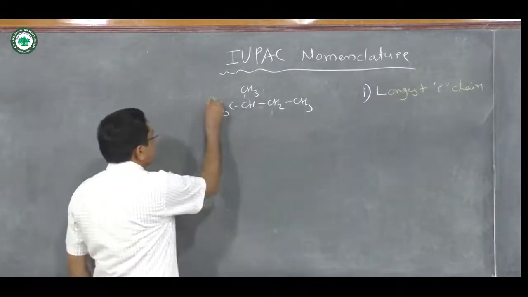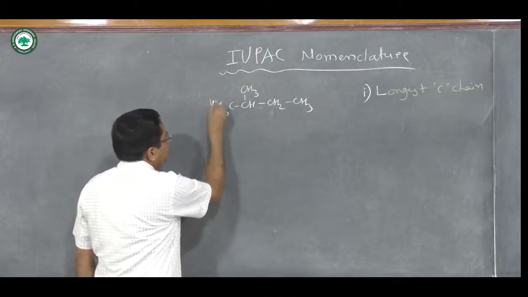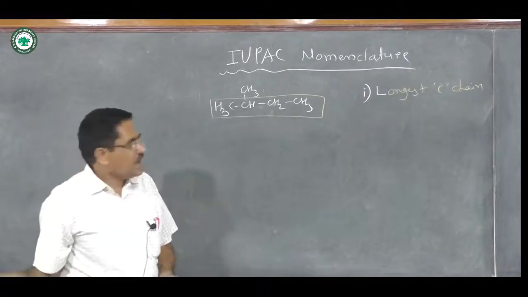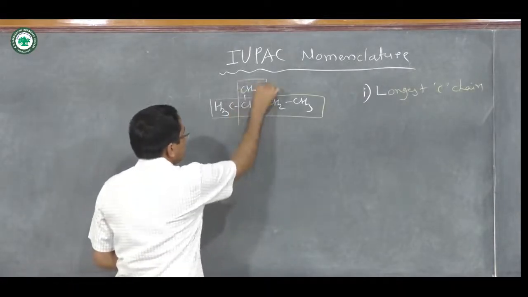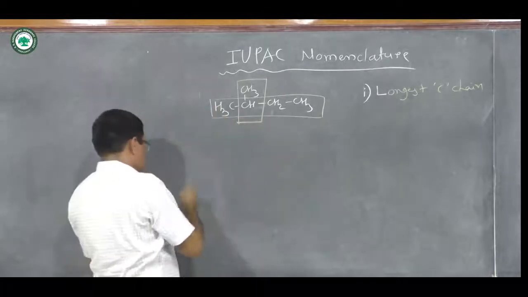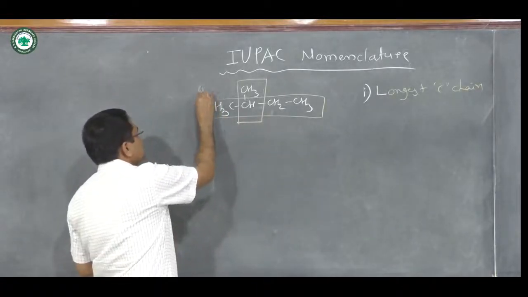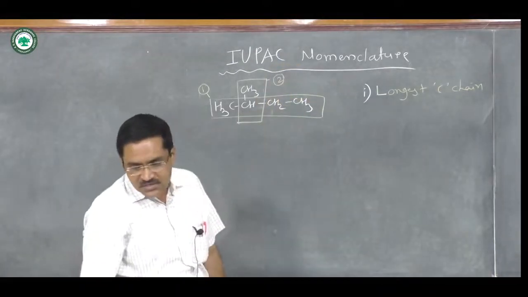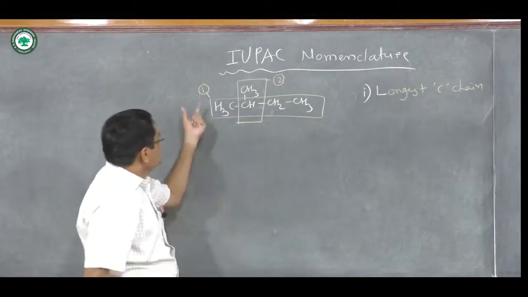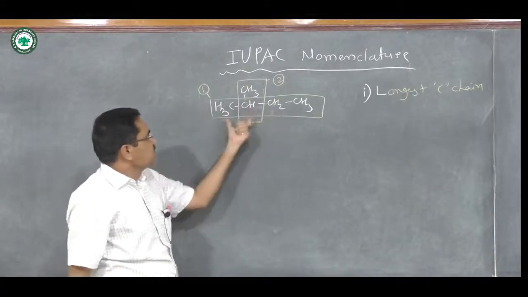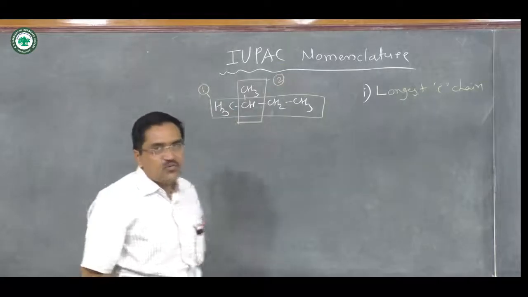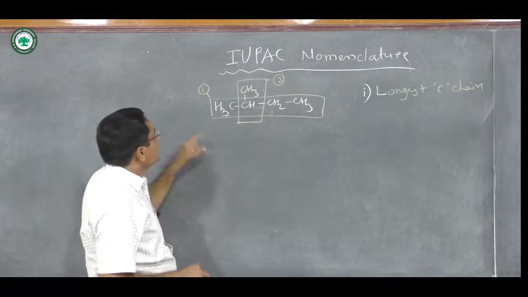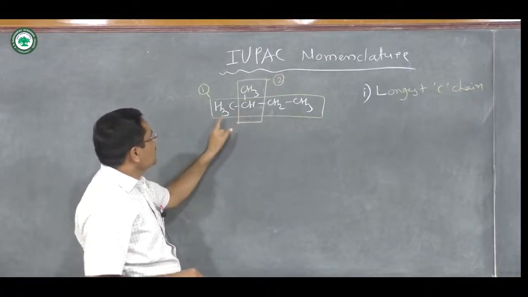Now in this case, there are two chains, this one and this one. Suppose we consider the first chain, and this is the second chain. In the first chain, there are 4 carbon atoms present, but in the second chain there are only 2 carbon atoms present, and hence we select the first chain which contains 4 carbon atoms.